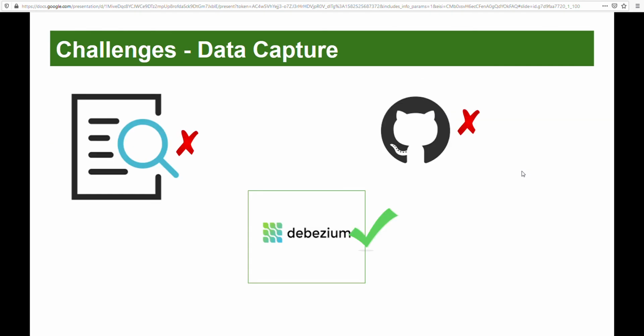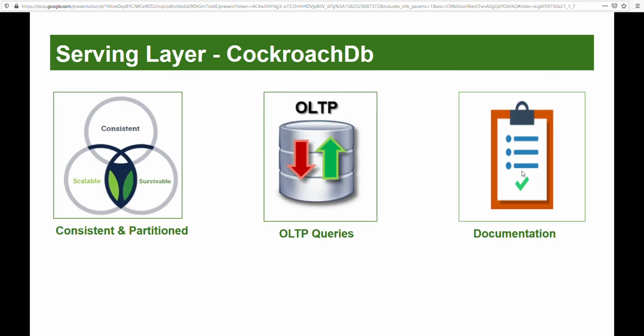Some of the challenges here was in the data capture. I had many options: parse the data myself, look for APIs on GitHub, and I tried both of these. I spent some time. I didn't get satisfactory results. I ended up finding a tool called Debezium, which did a pretty good job of capturing the bin logs very efficiently. All the changes that happen in the source database, in this case the MySQL database, eventually flow into a CockroachDB.